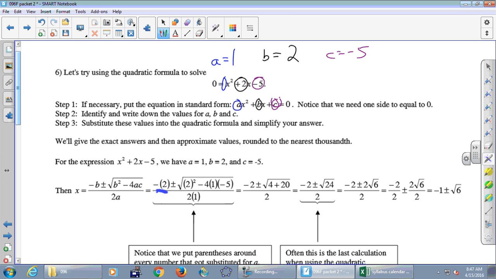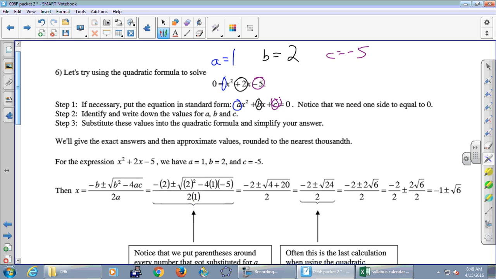Plus or minus square root of b squared. So what number is getting squared? 2. 2 squared. Minus 4 times a times c. That's 4 times 1 times negative 5. All divided by 2a, all divided by 2 times 1.